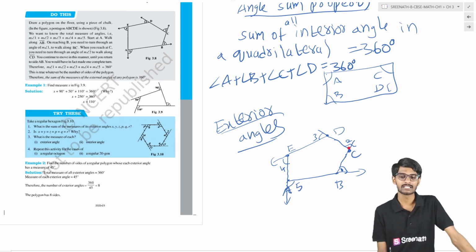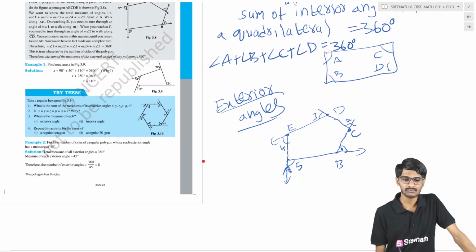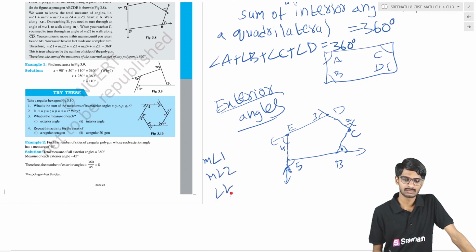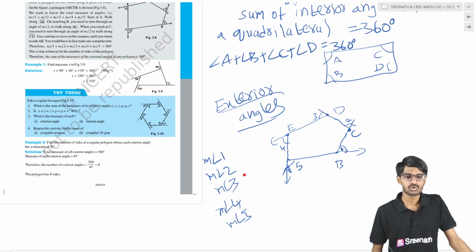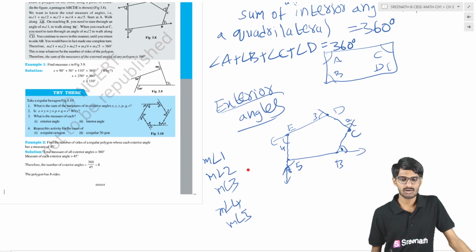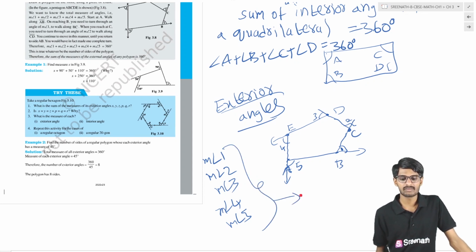So angle 1, angle 2, angle 3, angle 4, angle 5, all these are the exterior angles, and we can represent those as the measure of angle 1, measure of angle 2, measure of angle 3, measure of angle 4, measure of angle 5. So all these are the exterior angles. Okay students, whenever we add all these angles, that will give 360 degrees.